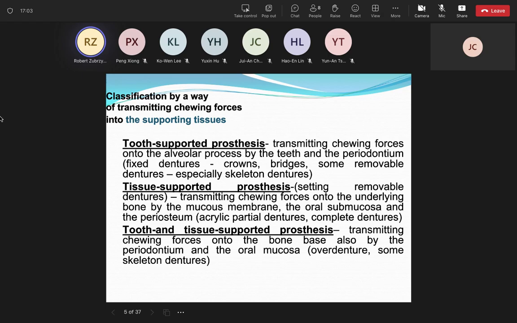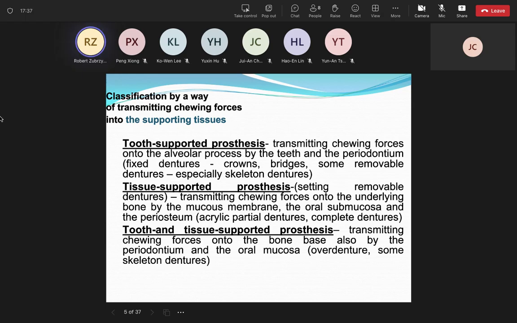Now, classification by a way of transmitting chewing forces into the supporting tissue. So we can choose tooth-supported prosthesis, tissue-supported prosthesis, and tooth and tissue-supported prosthesis. The first group transmits chewing forces onto the alveolar process by the teeth and the periodontium. So we have fixed dentures like crowns, bridges, and some removable dentures, especially skeleton denture.